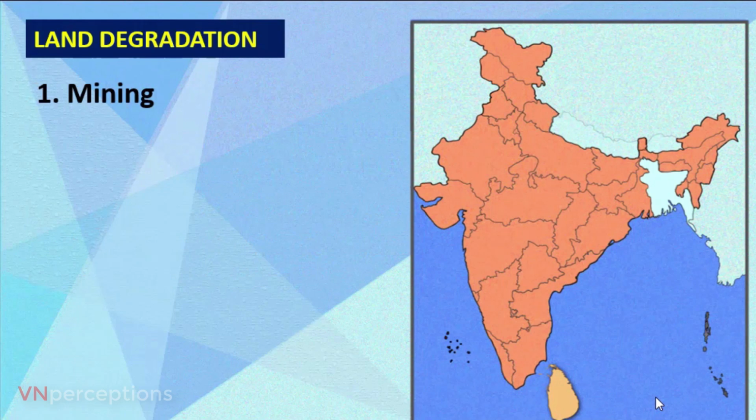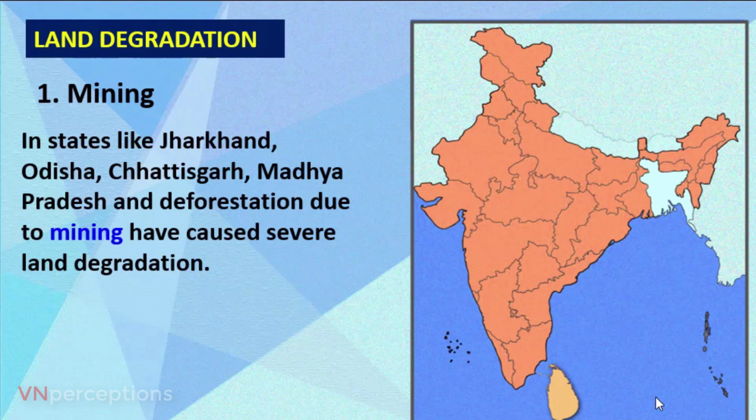Talking about mining. Now, which are the states that are affected due to mining? The states are Jharkhand, Chhattisgarh, Madhya Pradesh, Odisha. Now, all these states are affected. The reason is, in all these states, there was deforestation. The reason is mining, and this is the reason for land degradation.